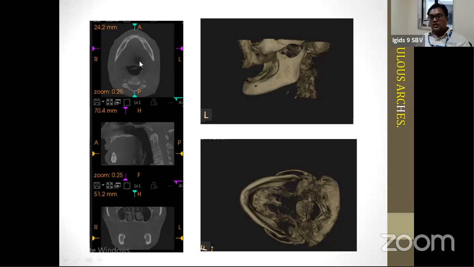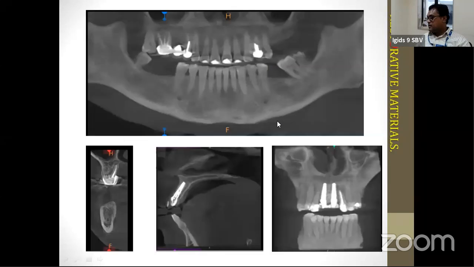So based on the three sections, my reconstruct gives me an image like this, the side profile, and this is looking at it from below. The base of the mandible is here. This is the base of the mandible. This is the palate. So I have just given you a reconstruct image of how it looks when you look at your head from below. So this is just a jump over slide.